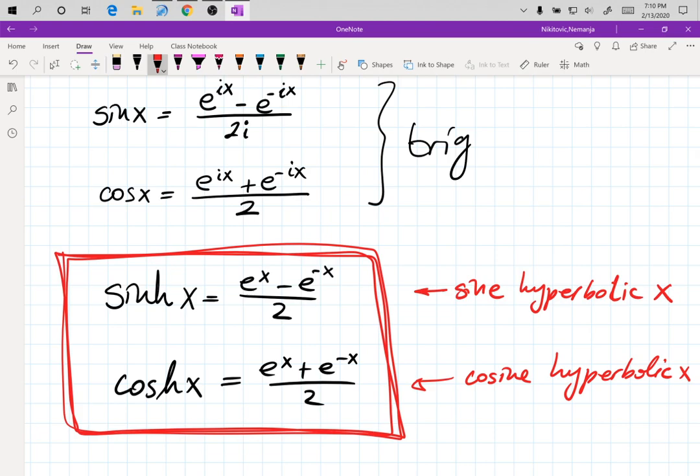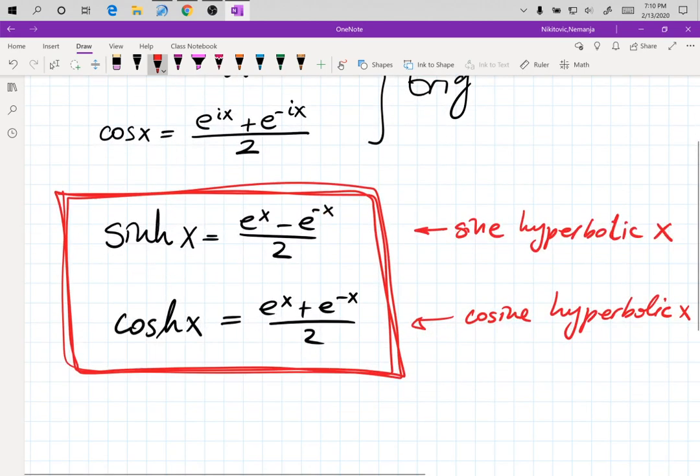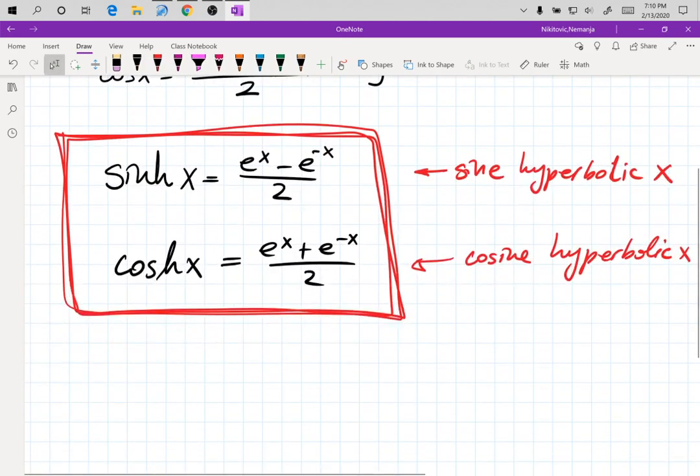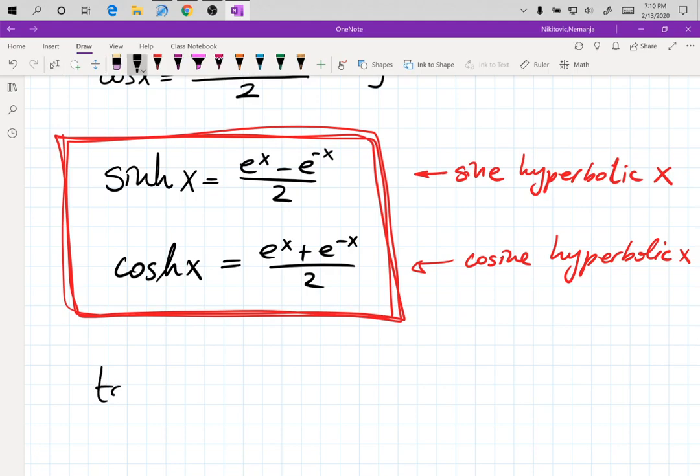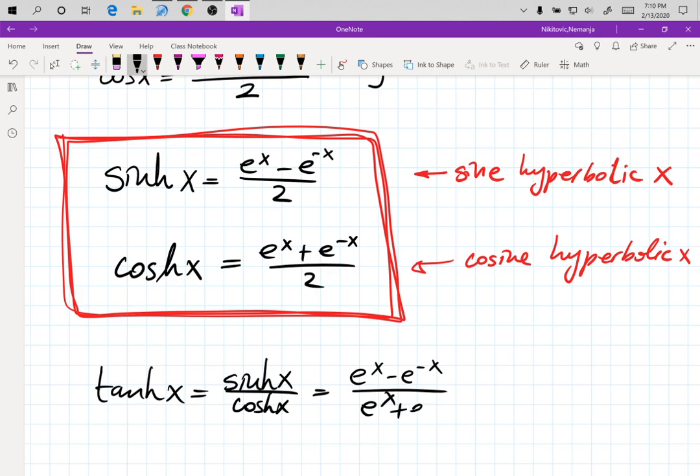So what are the other ones? Well, what do you think the tangent hyperbolic is? Of course. Very good. So tangent hyperbolic x must be sine hyperbolic x over cosine hyperbolic x, or in terms of e's, you have e to the x minus e to the minus x divided by e to the x plus e to the minus x.